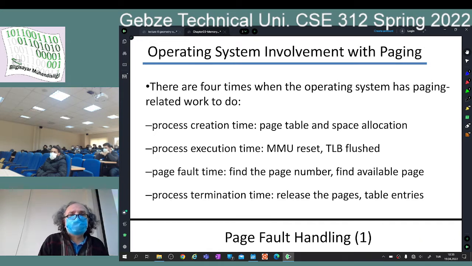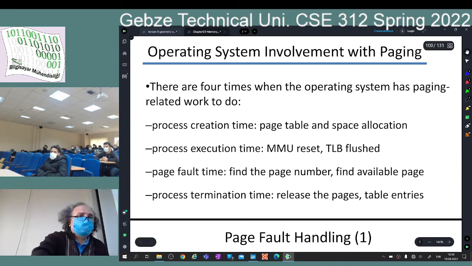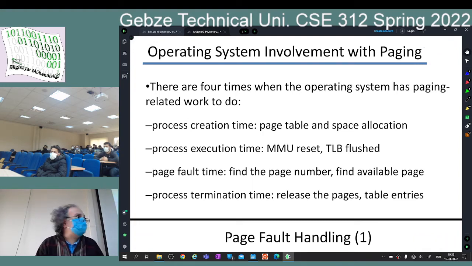Four things that the operating system is involved with in paging. Most of the time, the operating system doesn't do anything, because most of the time what we are doing with paging is translating virtual addresses to physical addresses. That's done automatically by the MMU. But somebody has to program the MMU. That programming is done during process creation time, context switching, page fault, and process termination time. Okay, so that's the operating system and paging.